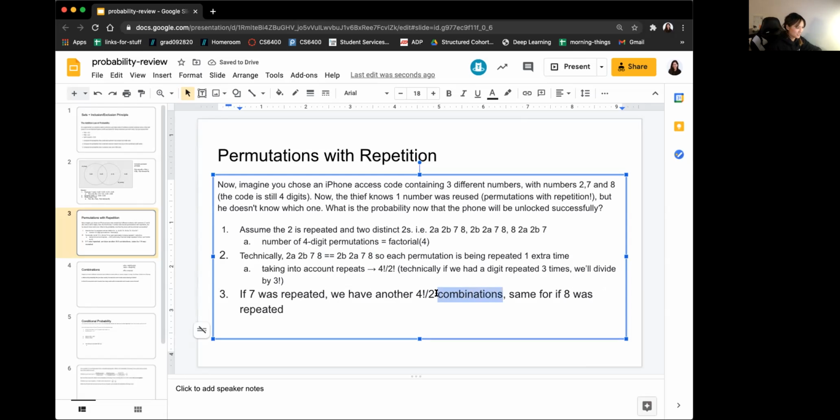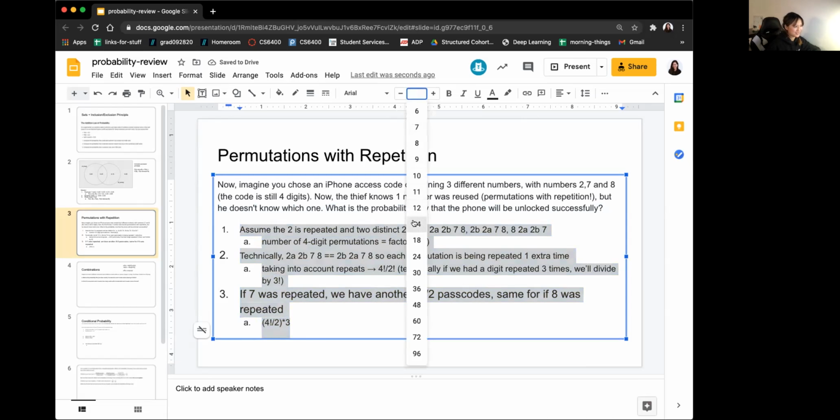And instead of combinations, I'm going to say passcodes. All right, so the final answer is actually 4 factorial divided by 2 multiplied by 3. There we go. Any questions about this?